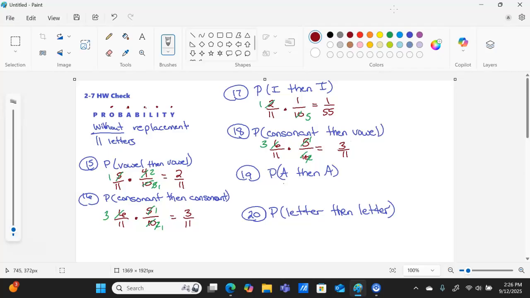Number 19, the probability of pulling an A. Well, there's 1 out of the 11 that are A's. If you pull that card, then there are no more A's left, and so you have a 0 out of 10. So that's going to be 0. And then 20, pulling a letter and then a letter. Well, 11 out of the 11 are letters, and then, you've pulled one, 10 out of the 10 are letters. So that's just going to be 1.